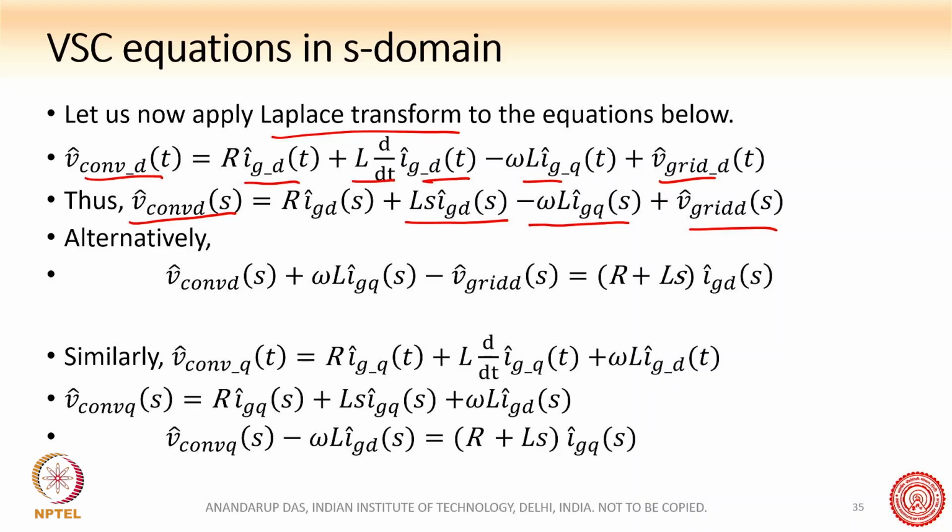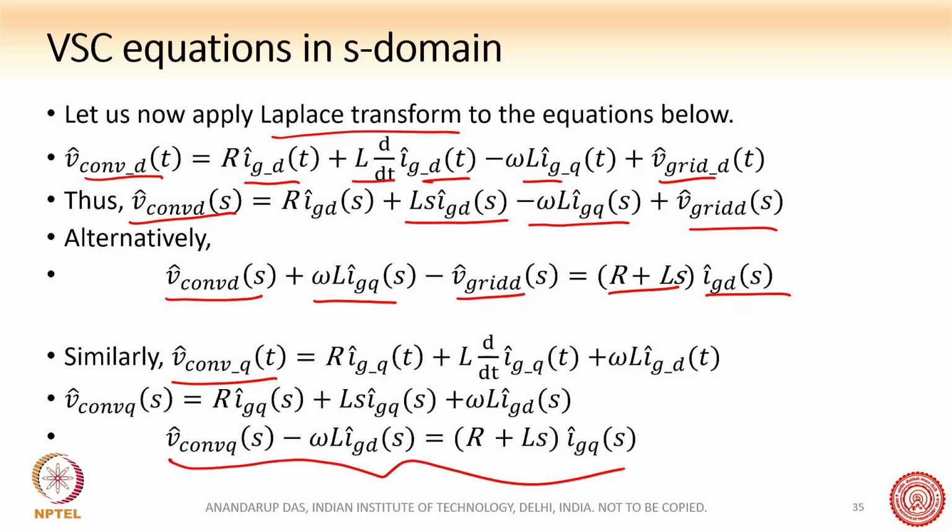If we collect and rearrange this equation, what happens is V̂con_d(s) means Vgrid_d plus omega L Ig_q, minus (R plus Ls) times Ig_d. Similarly, you have Vcon_q coming. So this is the small signal equation in the S domain.